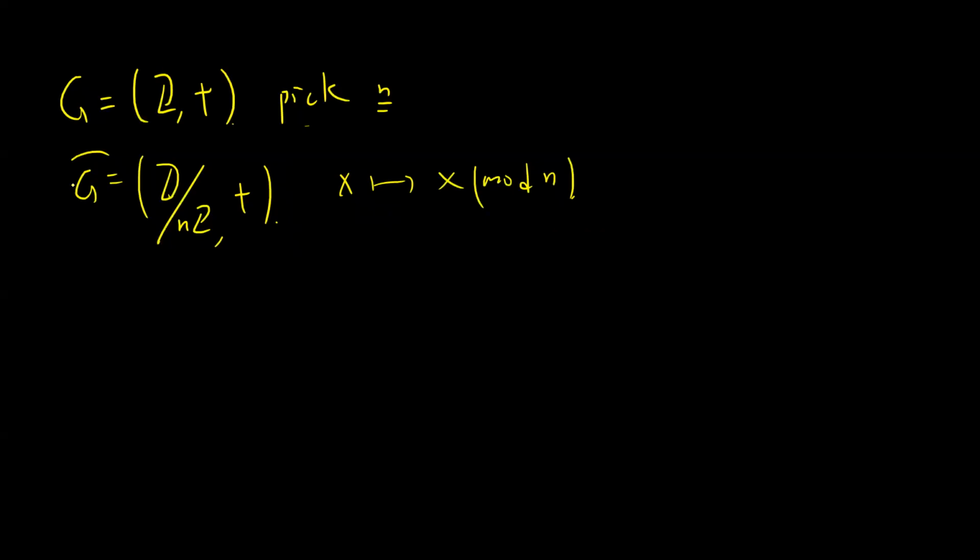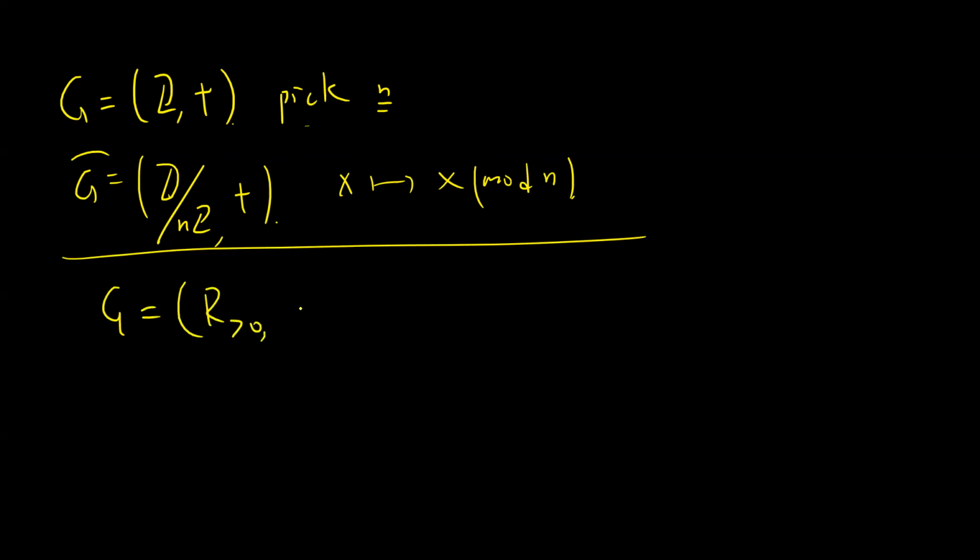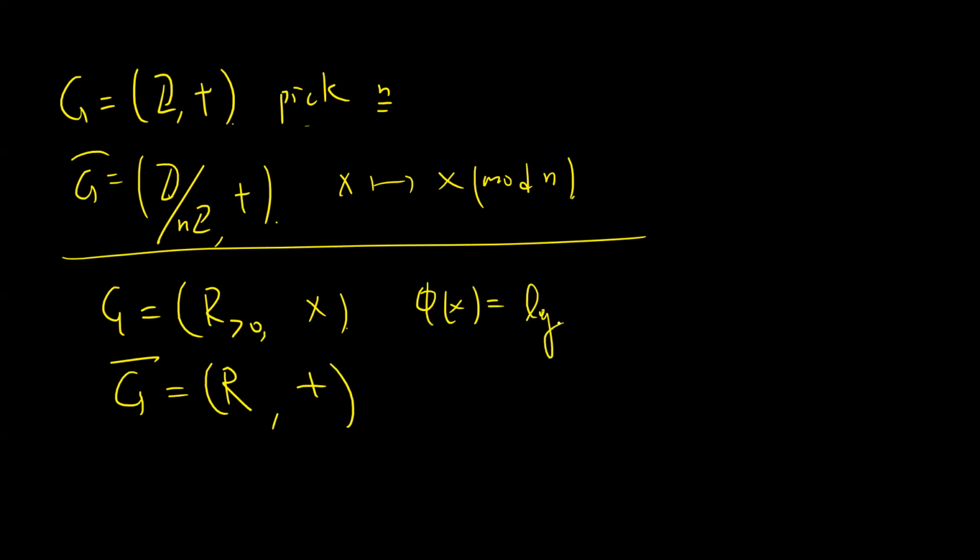Okay, and also if you take G to be the positive real numbers under multiplication, you can define G bar to be all the real numbers under addition. So you can use the log. You can define phi of x to be log base 10 of x. It is easy to show that phi of xy will be log 10 of x plus log 10 of y, so it will be this.